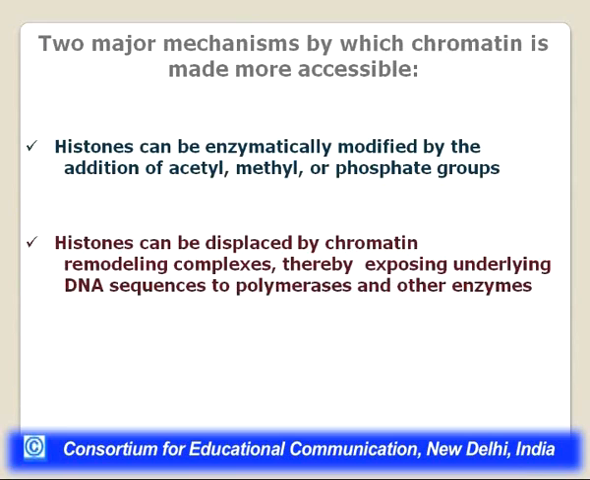Chromatin remodeling complexes are another set of proteins or enzymes present inside the cell, which can disassemble and assemble the nucleosomal model. So, they can remodel the chromatin at different times, thereby exposing the underlying DNA sequences to polymerases and other enzymes which need to work upon the DNA. These two are the major methods by which the chromatin is made more accessible despite its higher compaction.